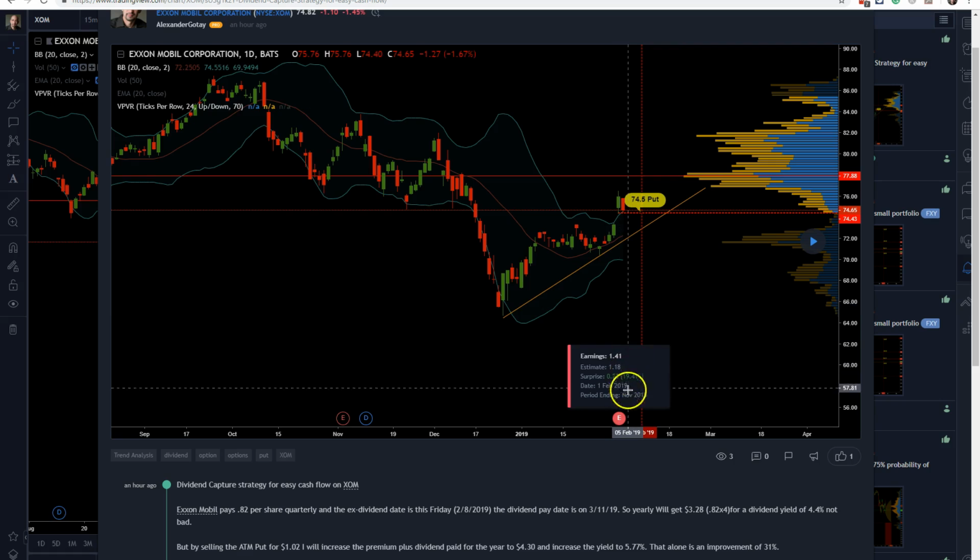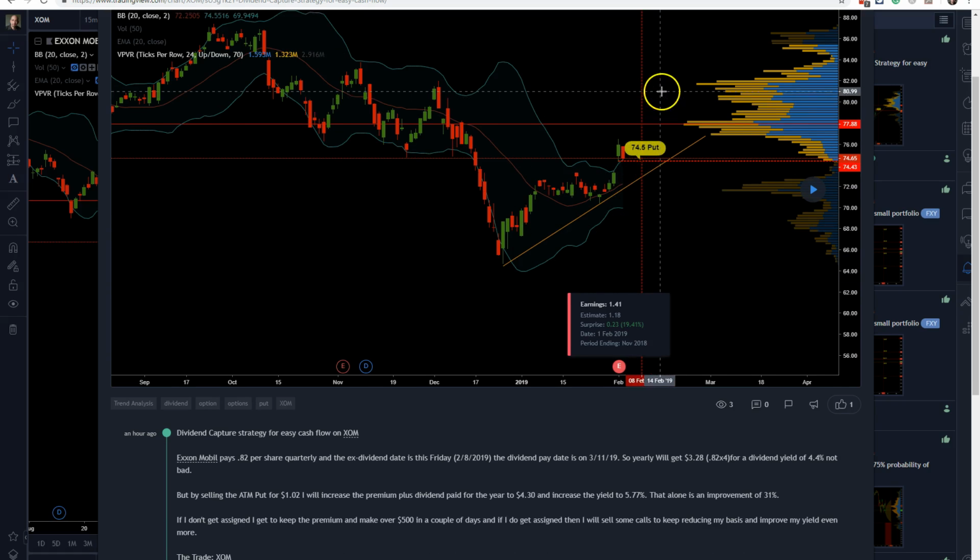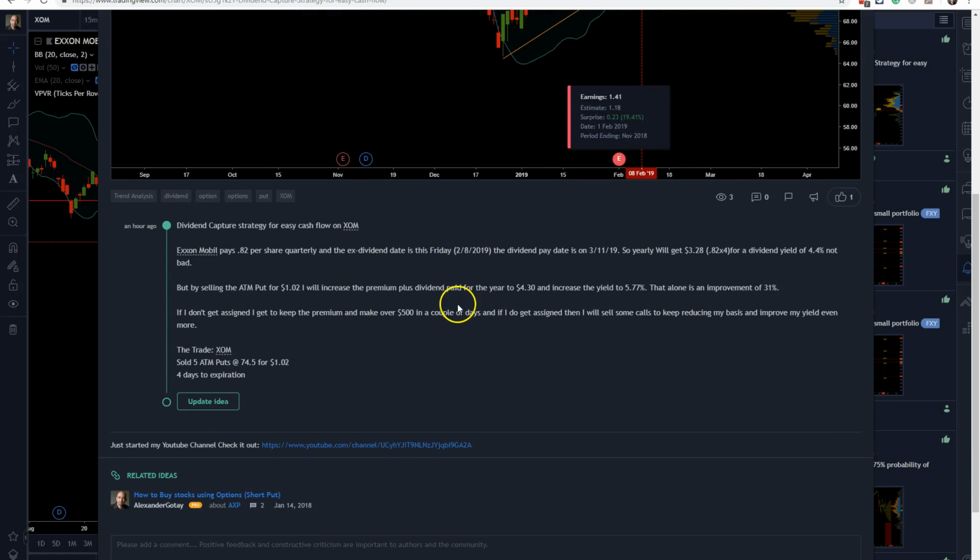Exxon had some earnings last week and they were actually positive, but we're at the top range of the Bollinger Band. So if it goes down, then I might get a sign. What I did is I sold the ATM put, the 74.50 puts, and if it goes down, then I'll have to buy those stocks and get the assignment. If it goes up, then I'll keep the premium and I'll make money that way.